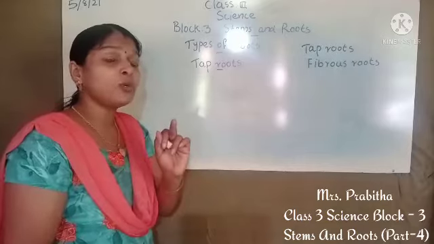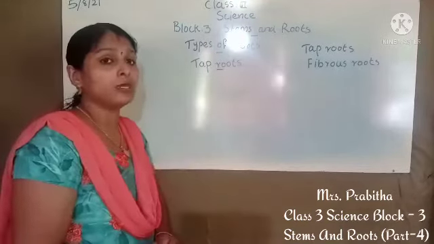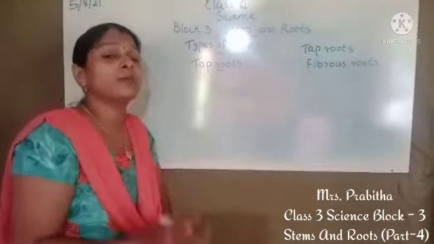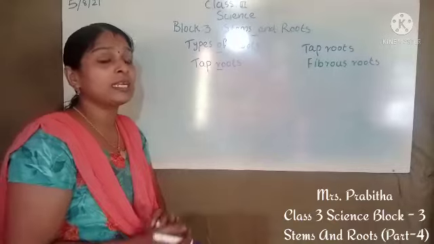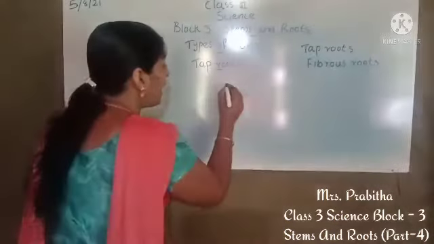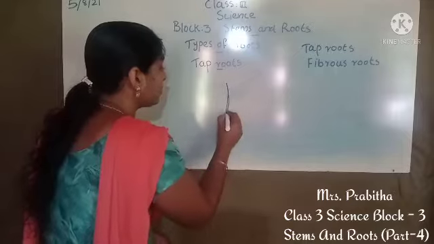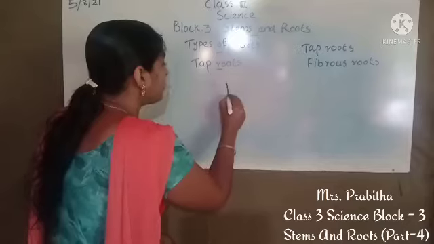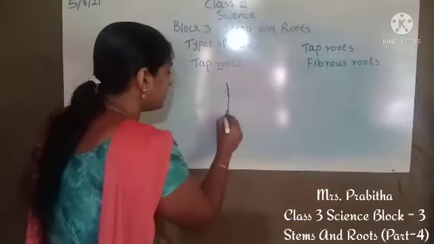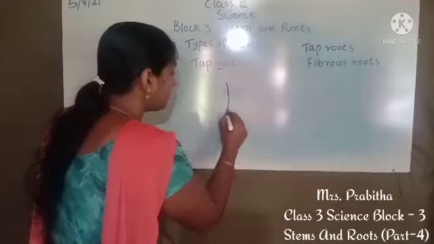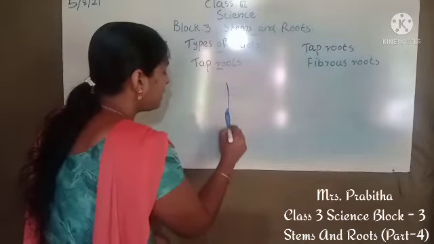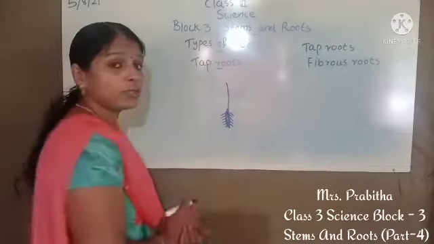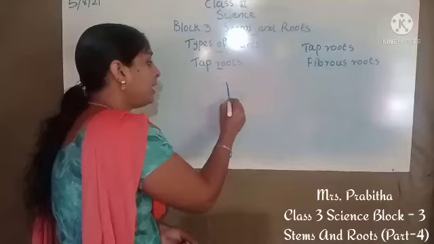Taproot has one strong main root, and some small roots come from this main root. I will draw the picture of taproot. A taproot has one main root, and some small roots come from the main root. So how to draw taproot?